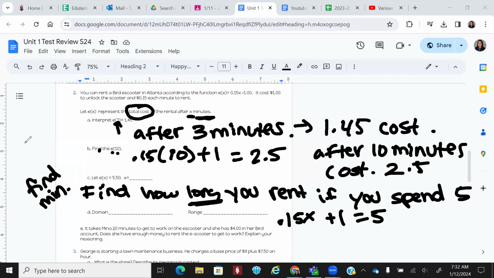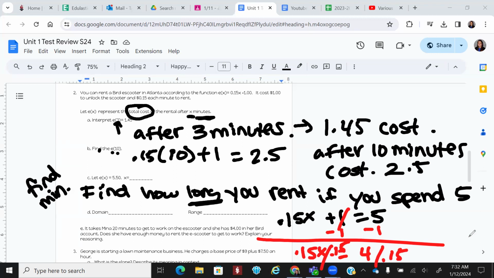Then I would reverse PEMDAS. So I would subtract 1, and then divide by 0.15. I don't know what that is off the top of my head, so we would do 4 divided by 0.15. That's going to give us x equals 26.7-ish. Cool. Questions?